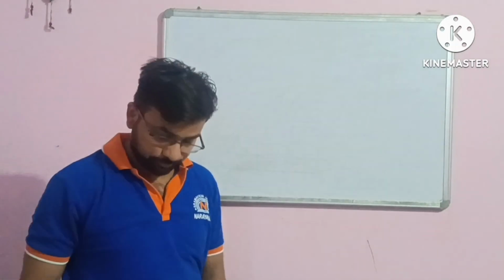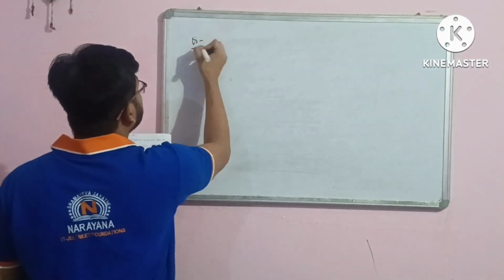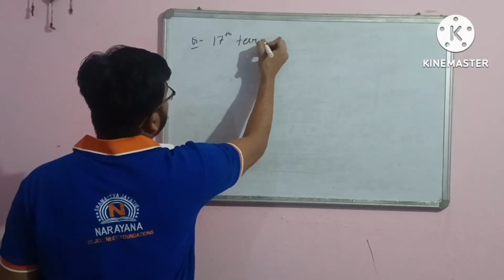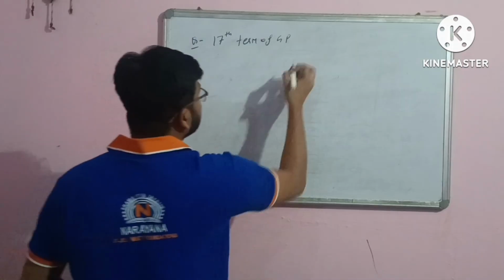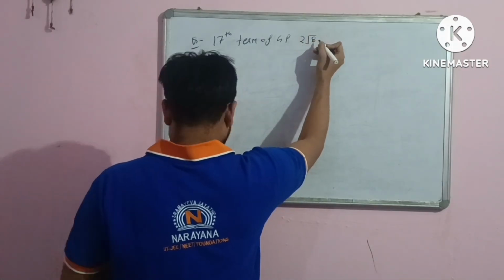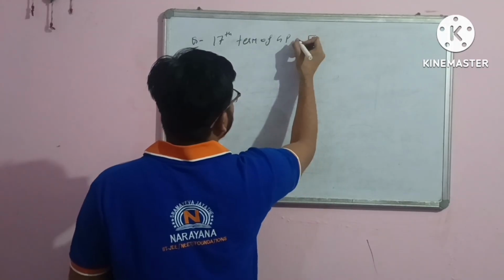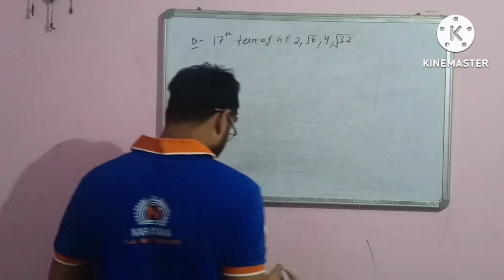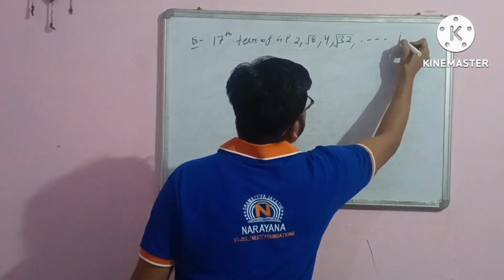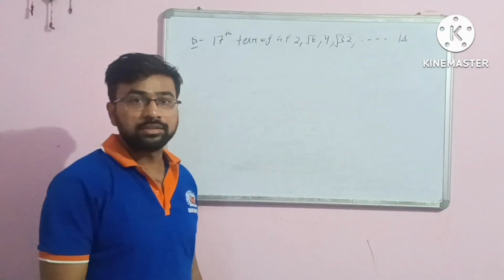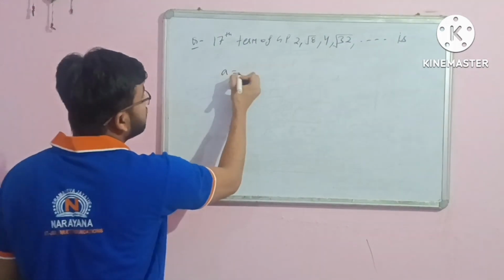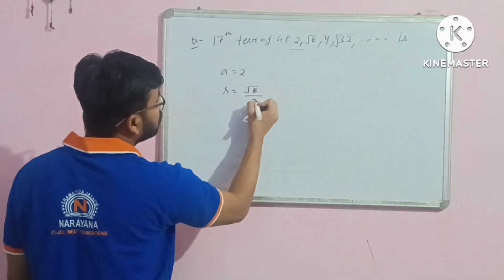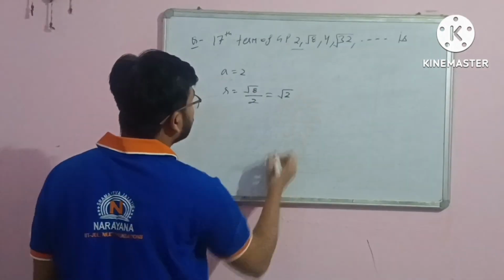Now we will solve the next question. Find the 17th term of the GP 2, root 8, 4, root 32, and so on. Here a is 2, and r is root 8 upon 2, so we get root 2.